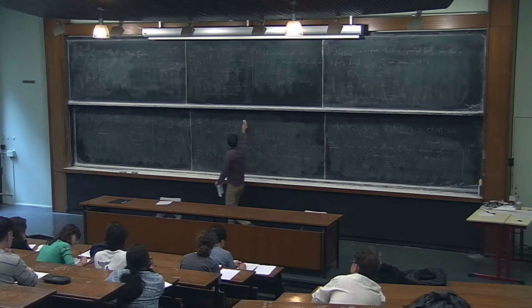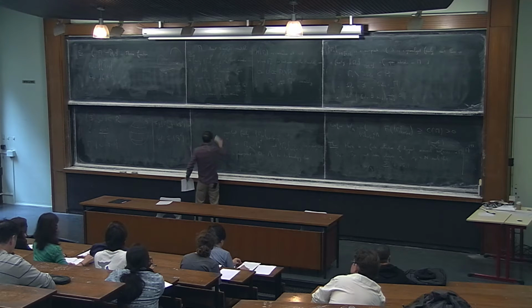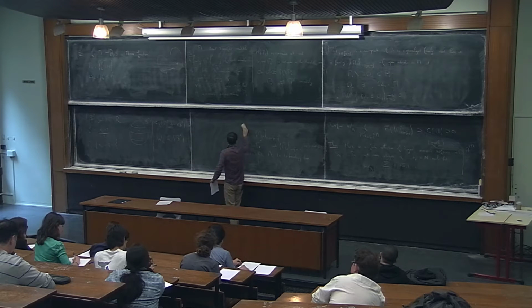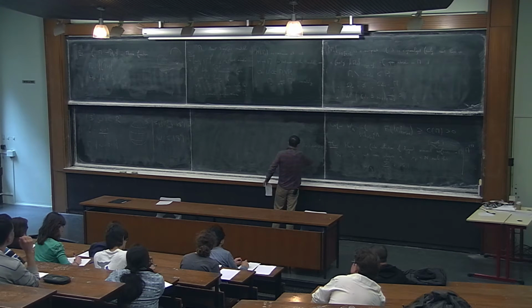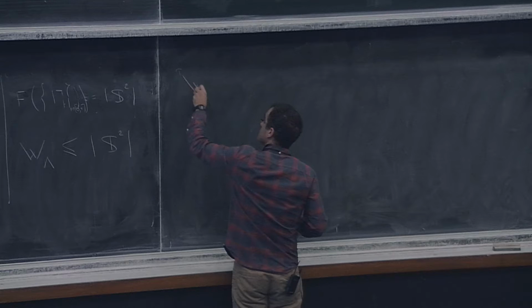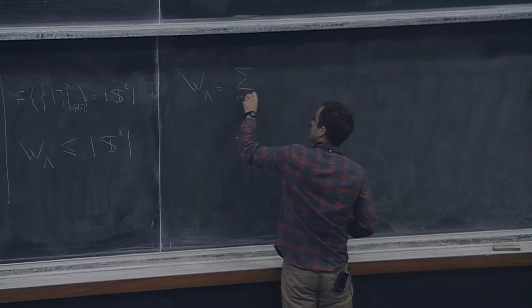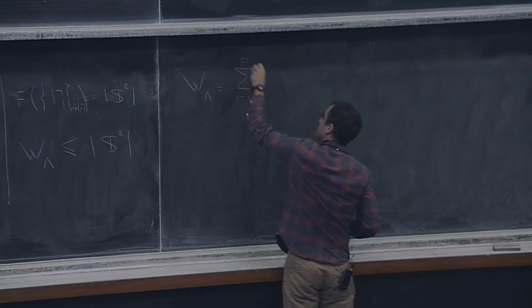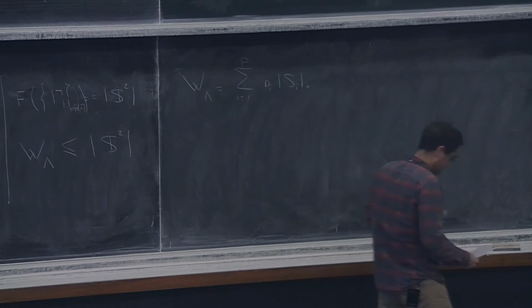So I apply the theorem, and what I see is that in fact this quantity can be written as the sum of some integer multiples of areas of minimal surfaces. So W of lambda is just the sum from i equals 1 to p of N_i times the area of S_i.